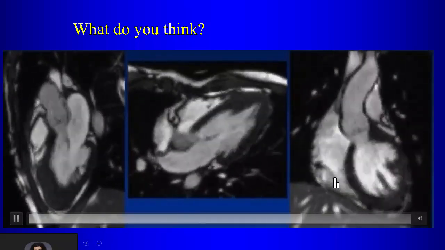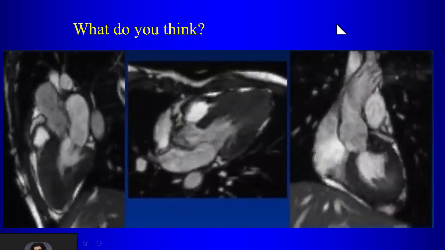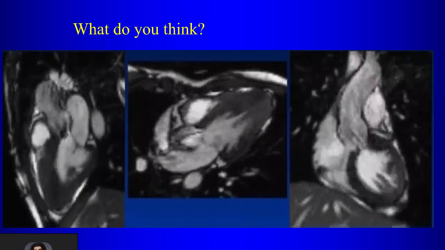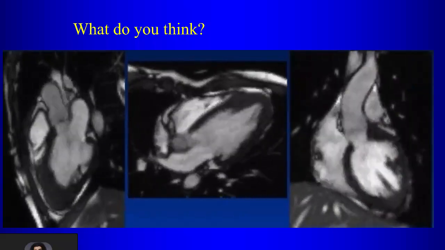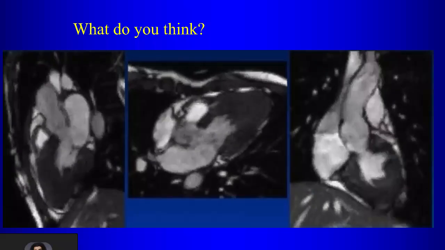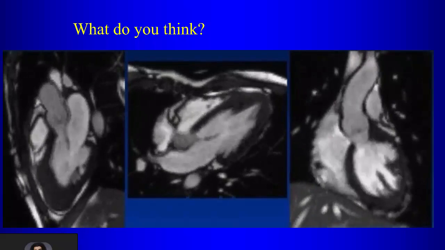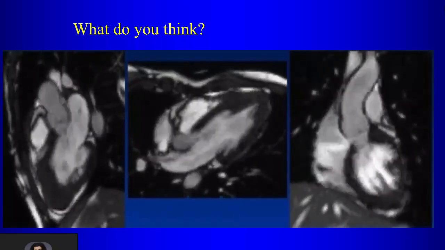Okay. So, do we see any flow disturbance? Yes, we do see flow disturbance. So where is it located? That's the aortic valve. You see some turbulence. So is it at the aortic valve, above the aortic valve, or below the aortic valve? It's actually below the aortic valve.